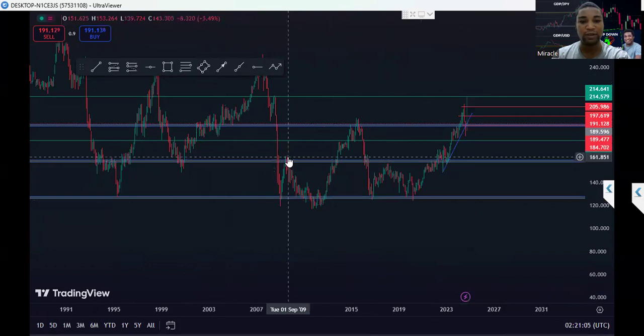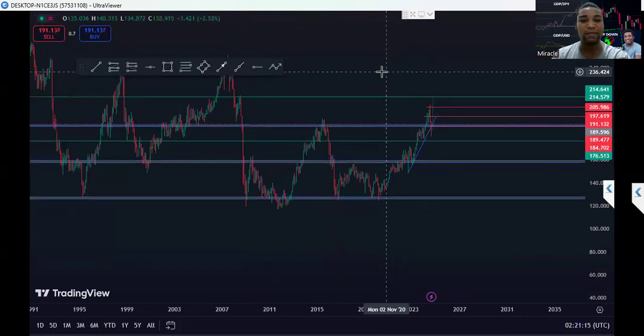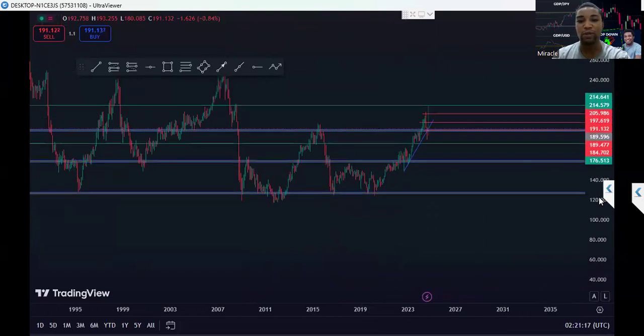Then the next level is also this level. Look at the way the market rejected from this place, rejected from this place, rejected from this place. So you know that this level is also a significant level, and this level as well. So that is the first thing I look at when I come to the monthly time frame.